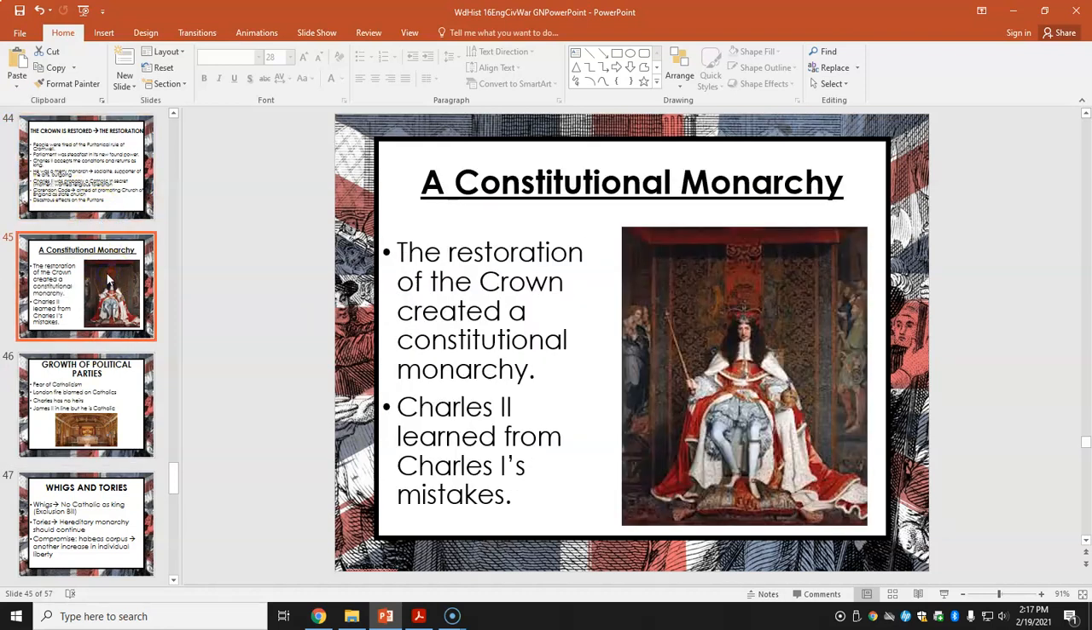We get to the constitutional monarchy. This is the restoration of the crown. It created a constitutional monarchy, which means that now there is this constitution in place to protect the citizens of England. We have a House of the Commonwealth.